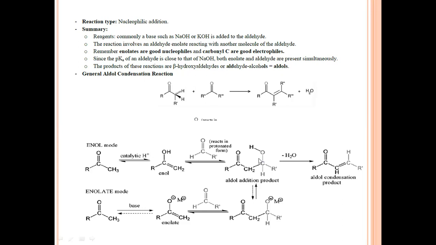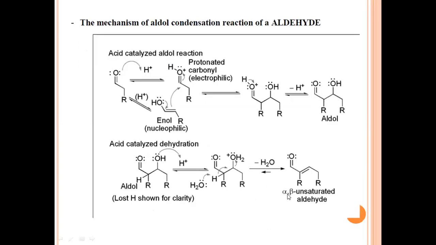Now, what is the mechanism of formation of the enolate ion? We have discussed that the first molecule of either aldehyde or ketone first reacts with the base molecule, and they are going to form the enolate ion. So the mechanism of aldol condensation with the aldehyde: this is the first aldehyde molecule. In the presence of either acid or a base, this will protonate the carbonyl functional group which is there in the aldehyde.